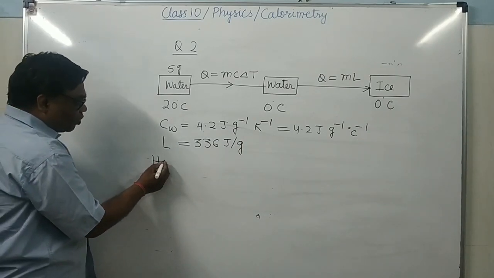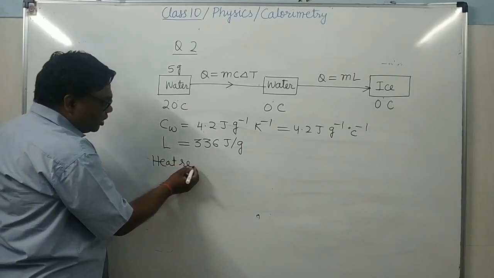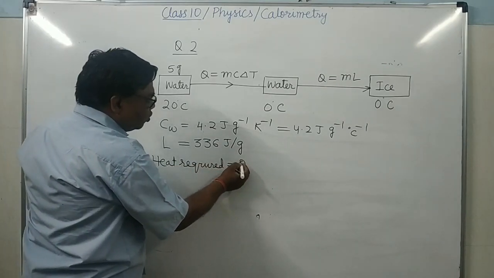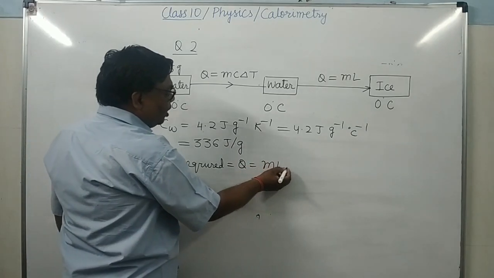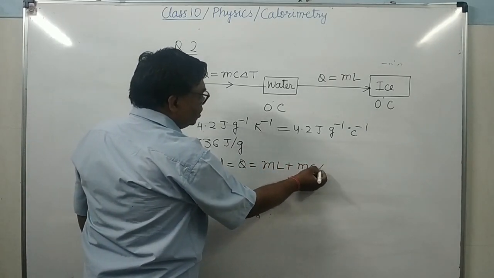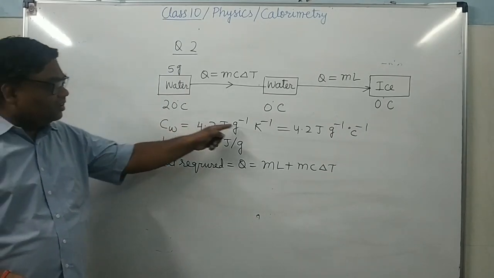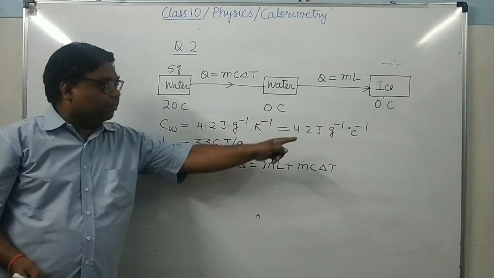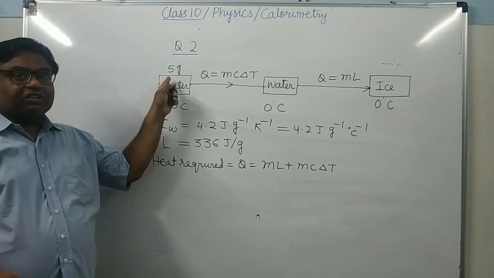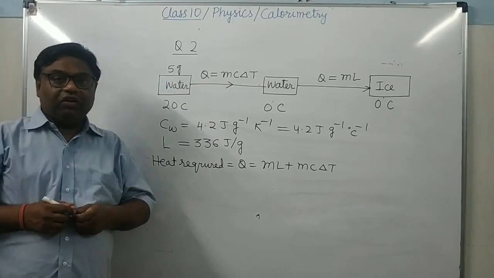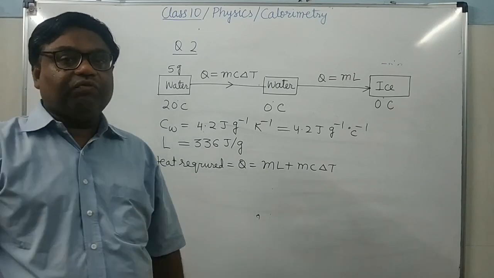So what will be the heat required? You have to find the heat required in this case. So heat required Q equals mL plus m into C into delta T. Here you can see the mass is in gram. Here this is also in gram, so no need to change. Is it clear? If units differ, then we will change.